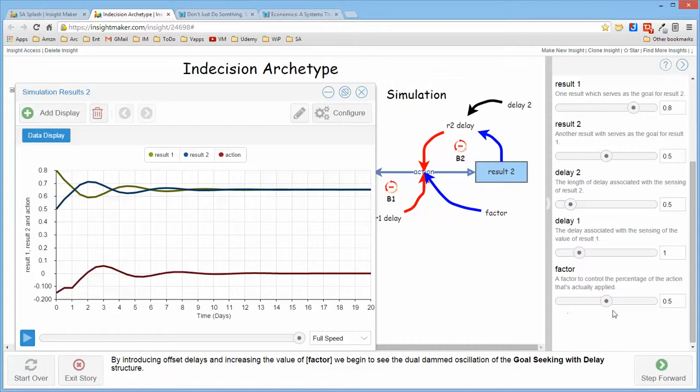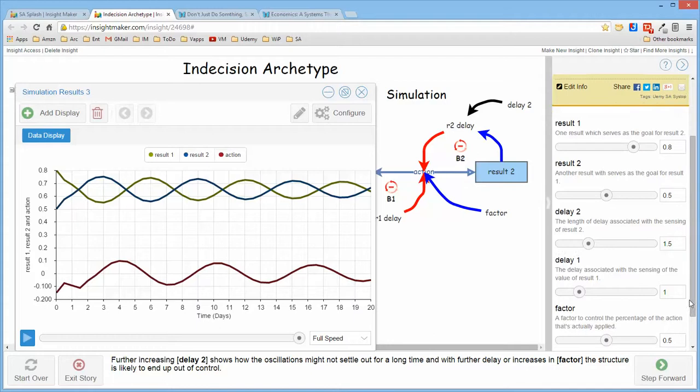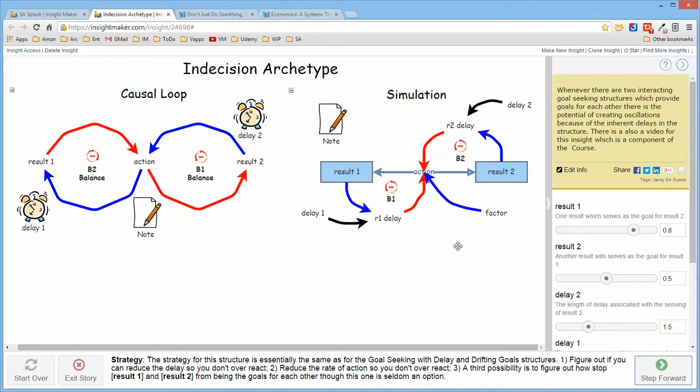Now, as we continue to increase the delay in this structure, notice that the time it takes for the damped oscillations to settle out is longer and longer. And if we were to increase the intensity with which the factor actually interacted with the structure, you could cause the structure to be out of control, the same way that the goal seeking with delay structure could be out of control.